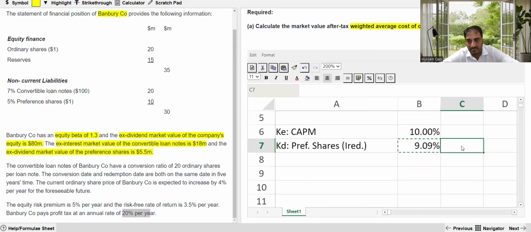So what you have done, that is 10. The 10 is the total. Once again, is equal to 10. It's a book value multiply by 5% divided by market value. Market value 5.5. That's 9%. That's simple.